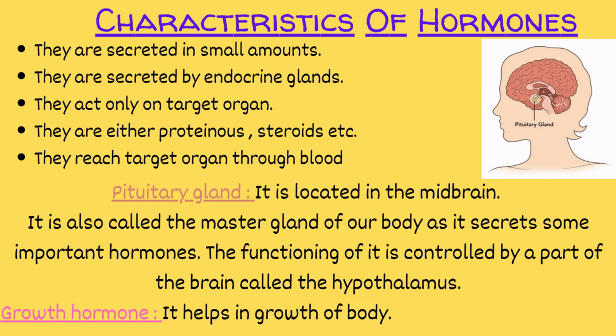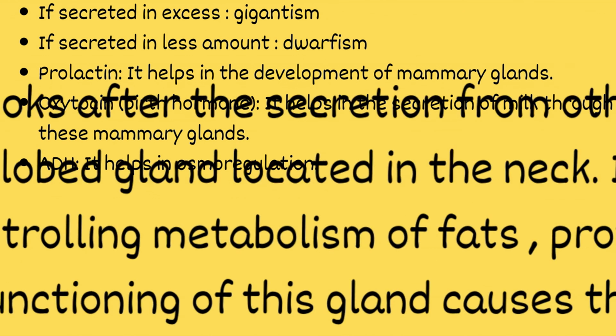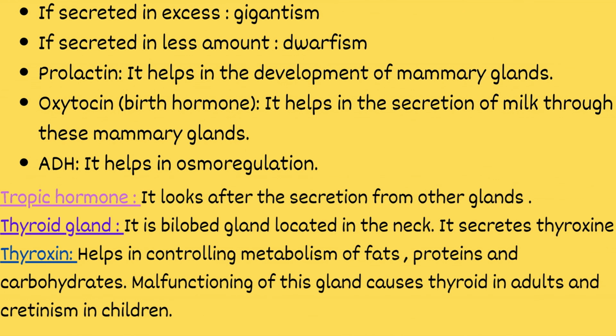Growth hormone helps in growth of the body. If secreted in excess, it causes gigantism. If secreted in less amount, dwarfism. Prolactin helps in the development of mammary glands. Oxytocin, the birth hormone, helps in the secretion of milk through these mammary glands. ADH helps in osmoregulation. Tropic hormone looks after the secretion from other glands.